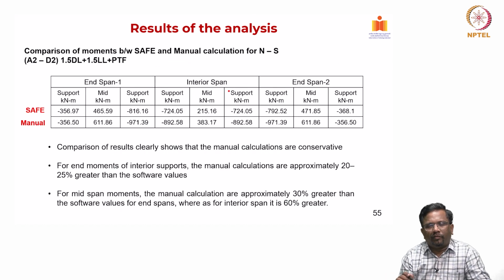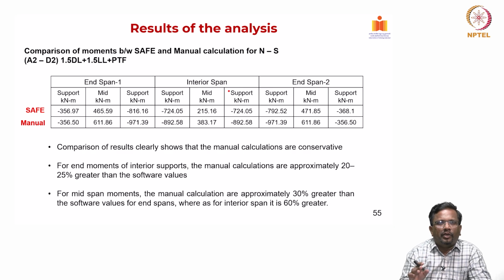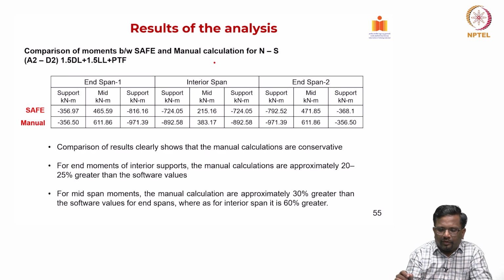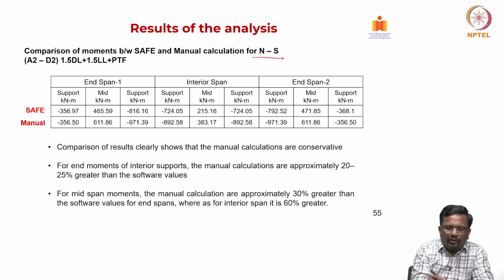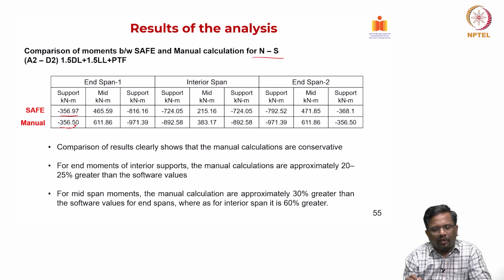Now, very important thing from bending point of view, you can see the summary of comparisons between SAFE results and the manual calculation results. This is for one strip which is north-south direction. You can see that at end span at support I am getting negative 356 and the manual calculation is very close, nearly same. And mid span moment, if you look at it here, SAFE is giving you lower value and manual calculations are higher, and support also is always higher. So, at all other locations you see here, manual calculations are higher than what we get from SAFE, but at the end spans we get nearly same values, right.